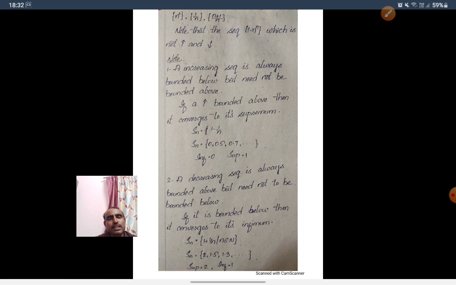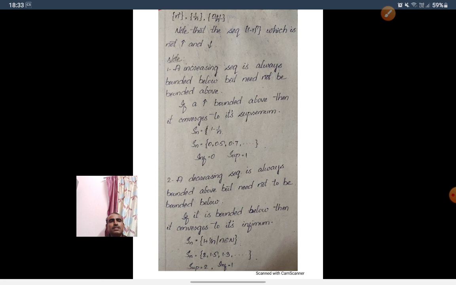If an increasing sequence has an upper bound, then it is convergent. An increasing sequence that is bounded above converges to its supremum.